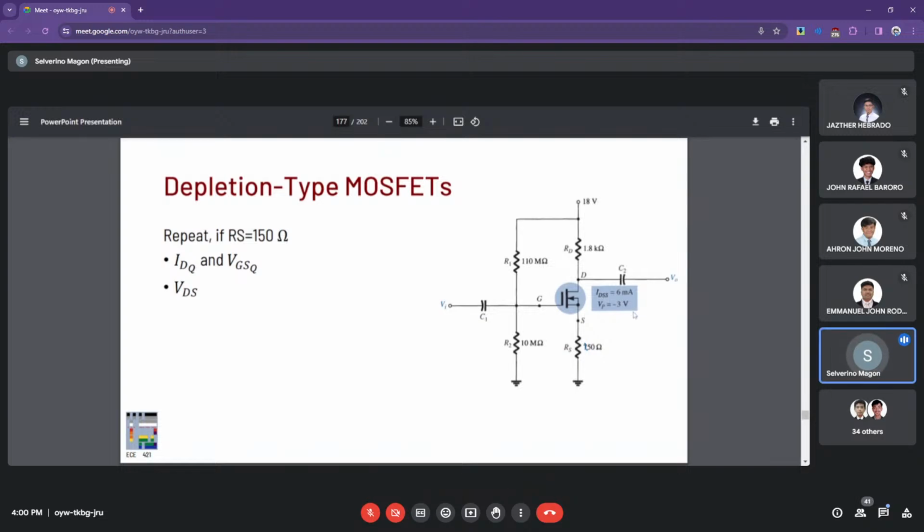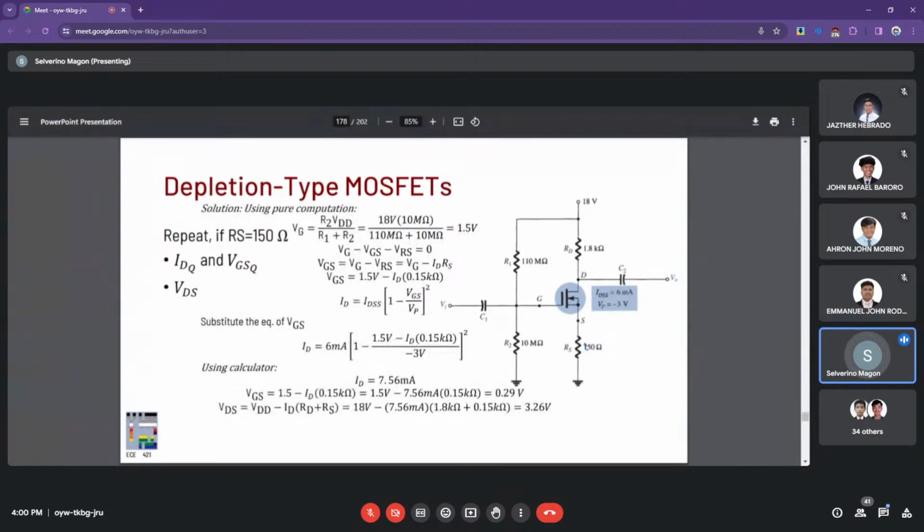Now, for the case of RS at 150 volts, I think there's some typo in the succeeding equations, but I'll try to correct this for you. So I'm going to do some correction on this. But essentially, what is being done here is that for different values of RS, or a lower value of RS, we can do the same analytical approach.